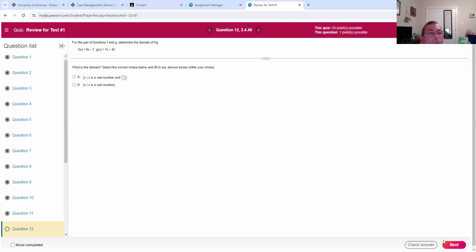Now this is one giving people a little bit of fits on the ones that I've seen doing the review and in the homework. So this is f of x equals 9x minus 7. G of x equals 7x minus 42. But y'all look up there, they want to know the domain of f divided by g. Okay, so the domain of f divided by g.